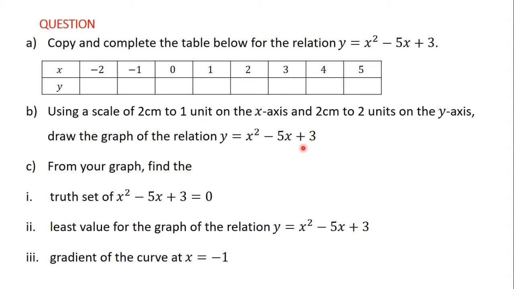In this video, we are going to use the graph of the relation that we drew in the previous video to find (i) the truth set of x squared minus 5x plus 3 is equal to 0, (ii) the least value for the graph of the relation y is equal to x squared minus 5x plus 3, and (iii) the gradient of the curve at x is equal to minus 1. So let's start with the first one.